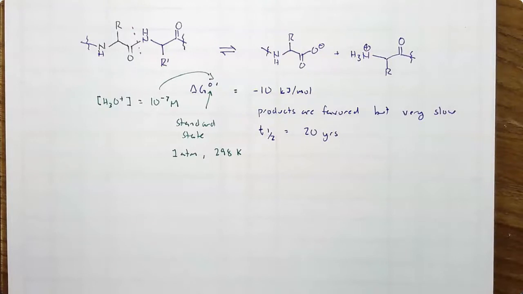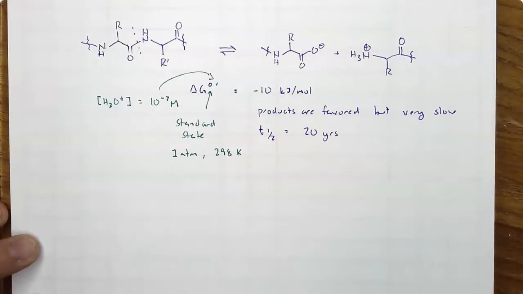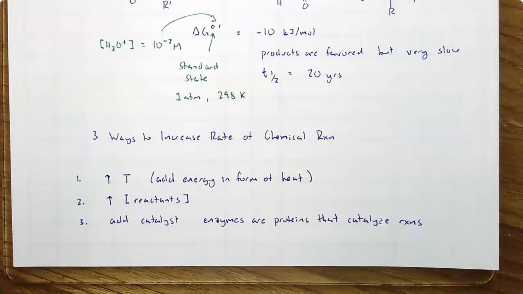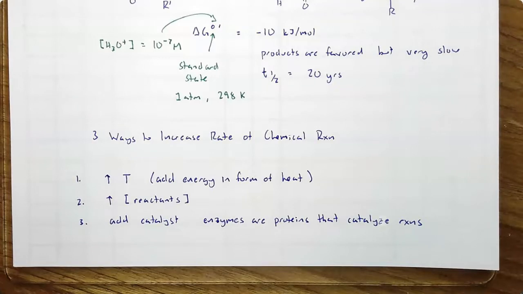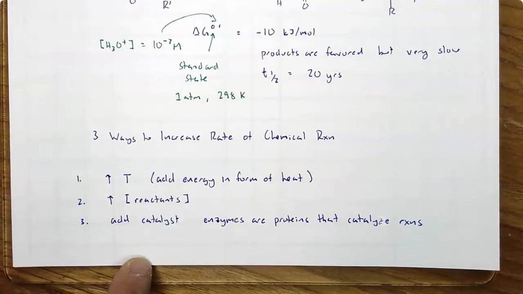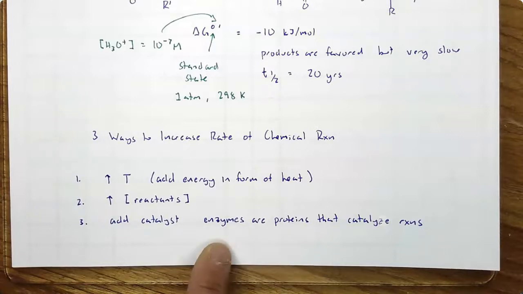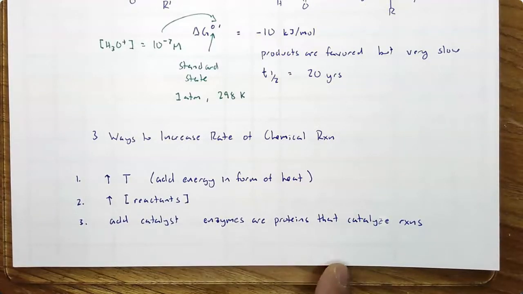Let me give you 3 ways to increase the rate of a chemical reaction. The 3 ways are: number 1, increase the temperature, to make the molecules move faster with higher energy. Those reactants can collide with stronger force. Number 2, increase the concentration of reactants to up the probability of the 2 reactants hitting in the right orientation and with the right amount of energy. And number 3, add a catalyst. And we're going to look at enzymes, which are proteins that catalyze reactions.